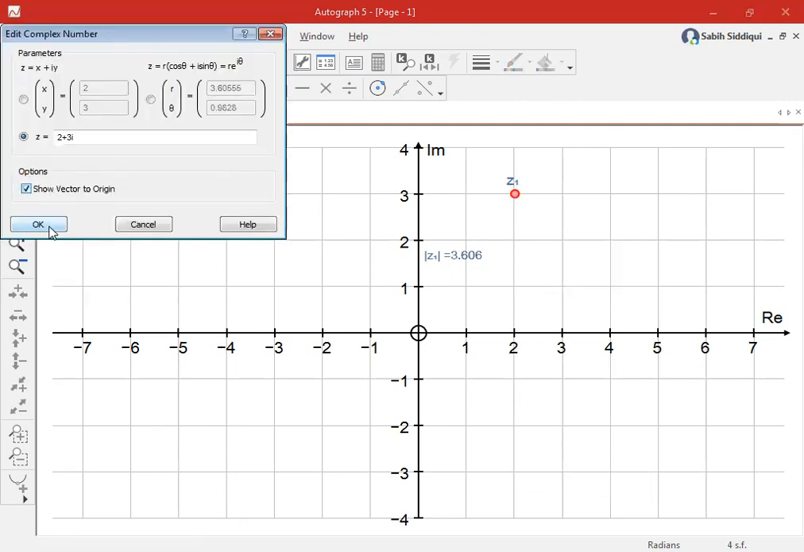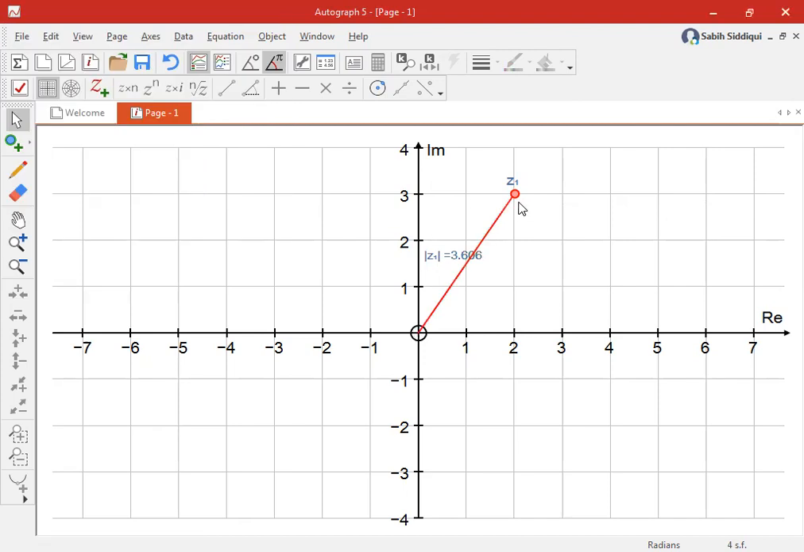It is the length between the complex number and origin. That is called the modulus of z. Is this clear? How will you find it? Simply using the Pythagoras theorem.